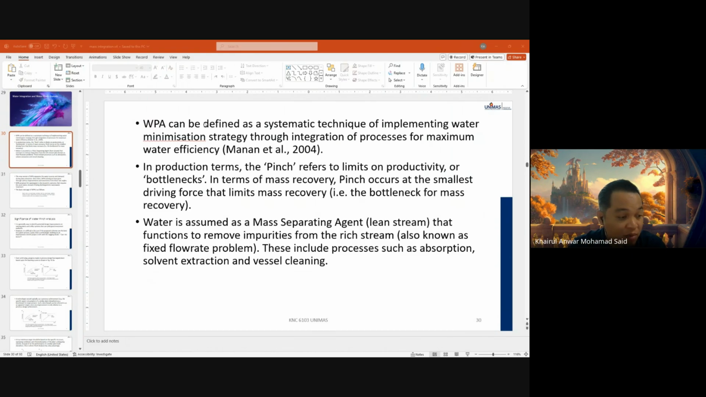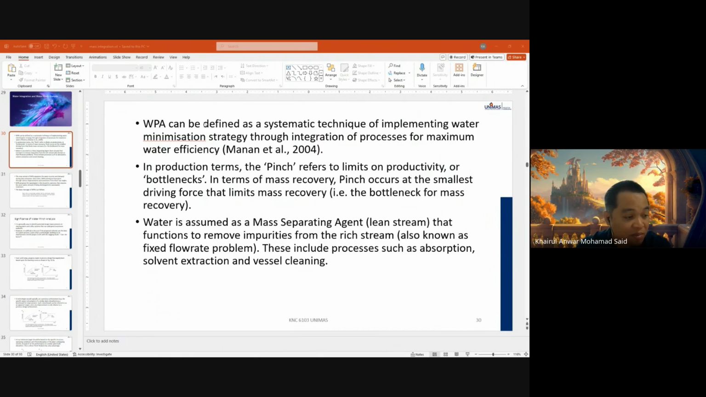So the job of water in this case is to enter the process, then to contact the contaminant-rich stream and absorb this impurity and exit as a dirty spent stream. So this is the concept of water as a mass separating agent, or sponge.